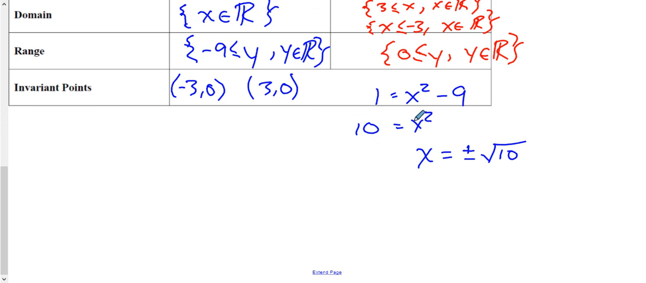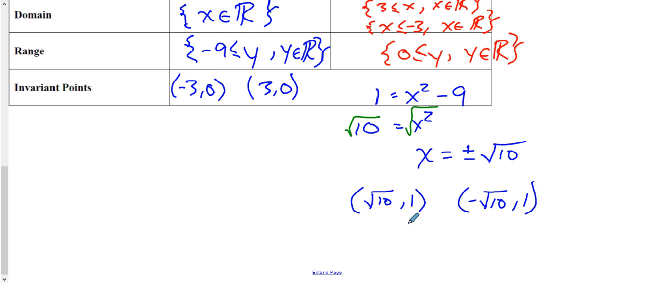And again, why do we have plus minus? Well, whenever you square root a variable, and x so happens to be a variable, by the way, you always have a plus minus symbol attached to it because you don't know if it's the positive or a negative variable. So here, if you have plus minus root 10, that means we have invariant points of (root 10, 1) and (negative root 10, 1). So we'd have these two as well for invariant points. So right now, how many invariant points do we have? We have 1, 2, 3, 4.